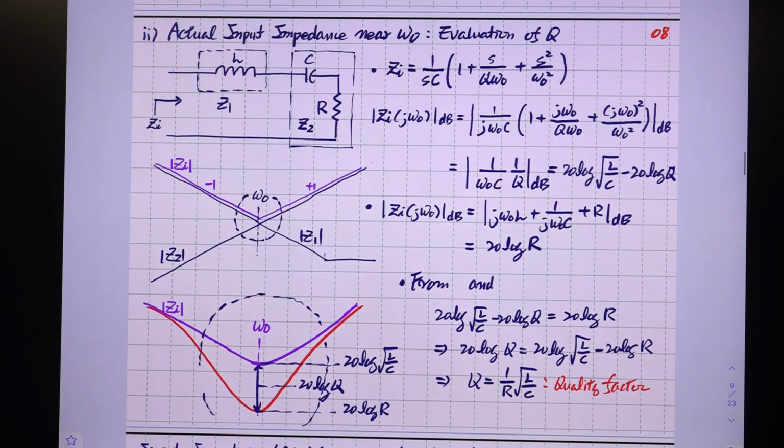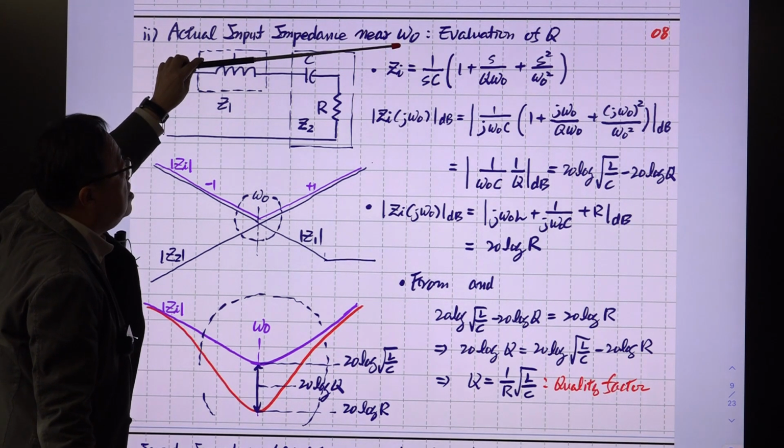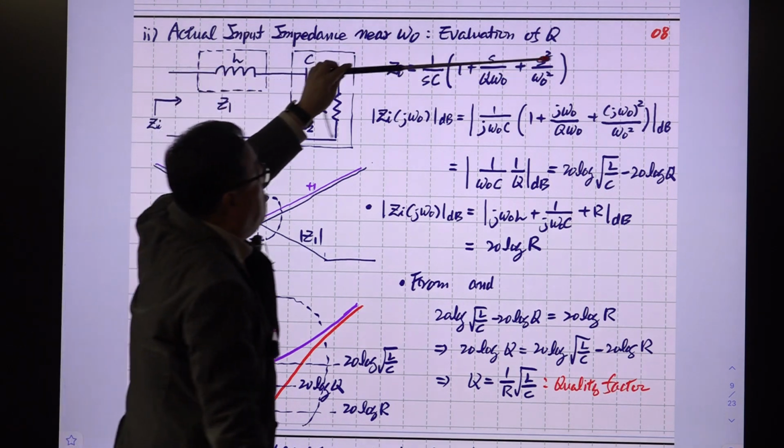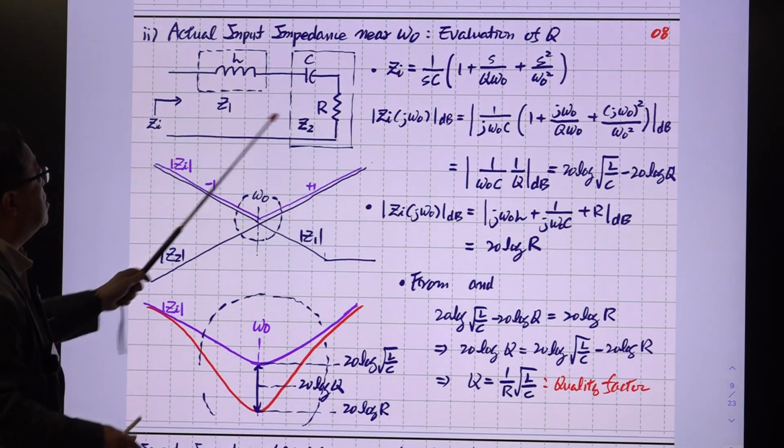All right. Then we compare the result of the two approaches. One is based on the definition of the resonance, and the other one is we use the asymptotic plot of this transfer function. So at the input impedance near omega naught, in the neighborhood of this resonant frequency, we can evaluate the expression of the Q. Right. So we have this, right?